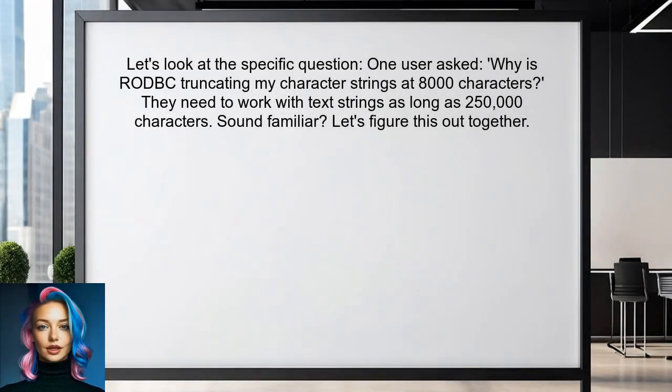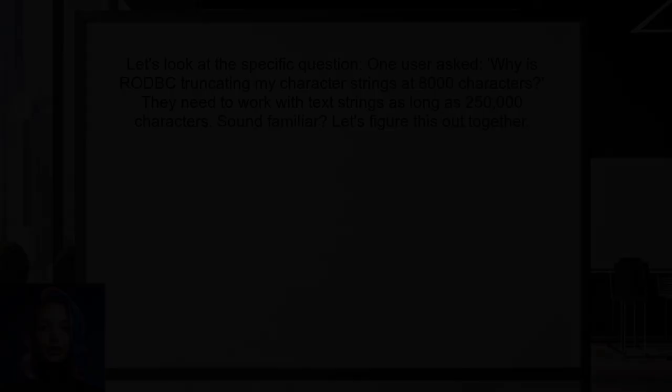Let's look at the specific question at hand. One user asked, "Why is RODBC truncating my character strings at 8,000 characters?" They shared their original code and expressed their need to work with text strings that can be as long as 250,000 characters. Sound familiar? Let's figure this out together.